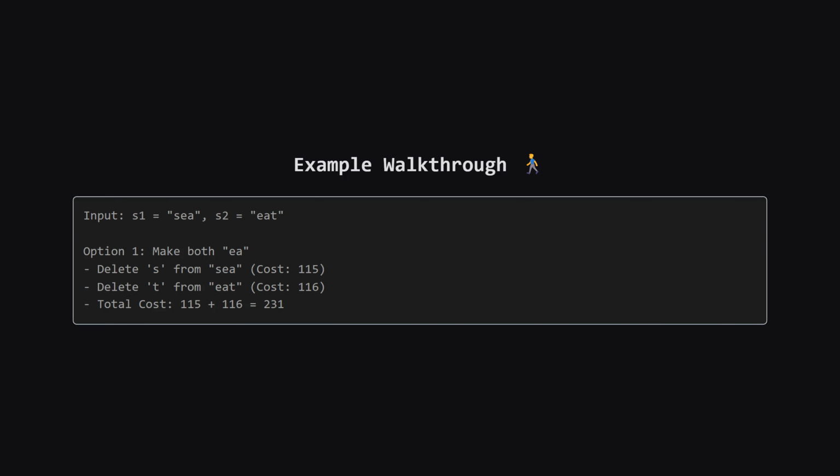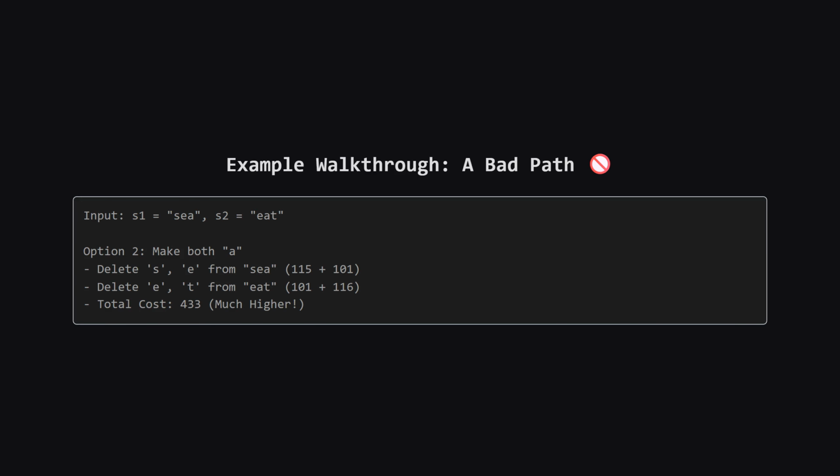Let's walk through the first example to see this in action. We have the word sea and the word eat. We want to make them equal. One way to do this is to turn both words into EA. To do that, we have to delete the S from sea. The ASCII value for S is 115. Then, we have to delete the T from eat. The value for T is 116. If we add those up, 115 plus 116 gives us 231. This turns out to be the lowest possible cost.